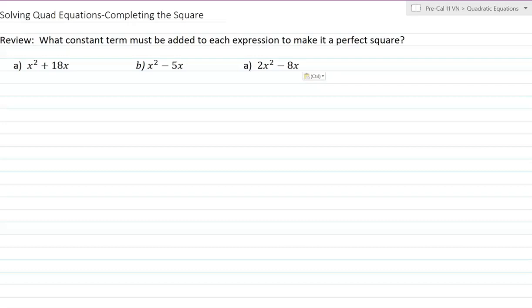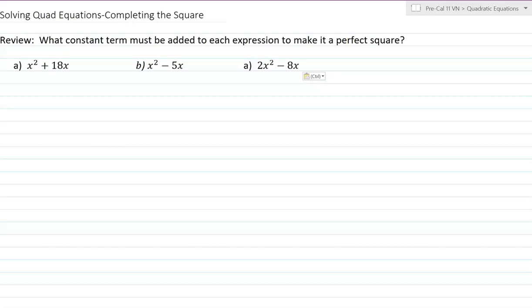Hello again. So we are going to continue with the solving of quadratic equations, and we're going to use the completing the square method. First, let's do a quick review of completing a square and the process. So I've got three examples up here for you.